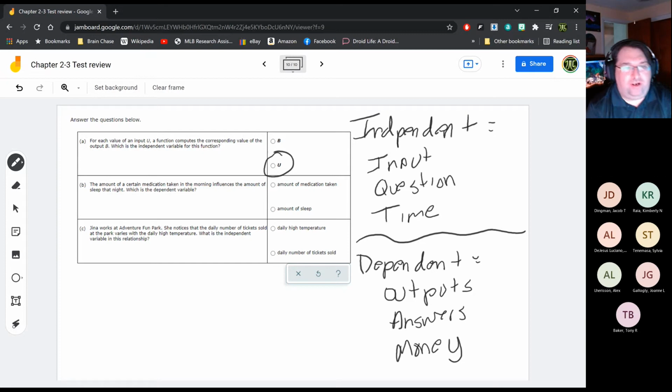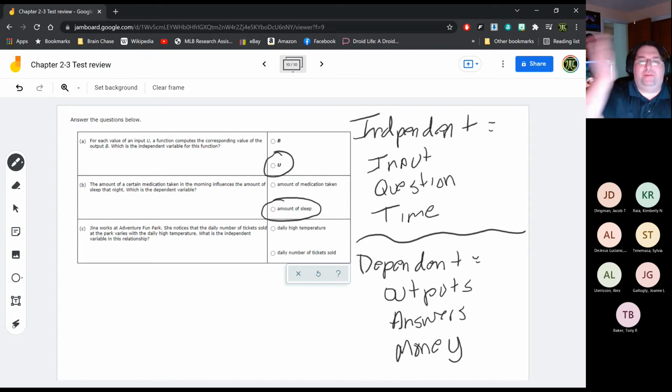The next one: the amount of a certain medicine taken in the morning influences the amount of sleep at night. So here's a perfect example where time is not my independent variable. The question would be, how much medicine did you take? And the answer would be, how much sleep did you get? So how much sleep you got is the dependent variable, because that's the answer to the question after you know how much medicine you took. So amount of sleep would be my dependent variable. Does that make sense?